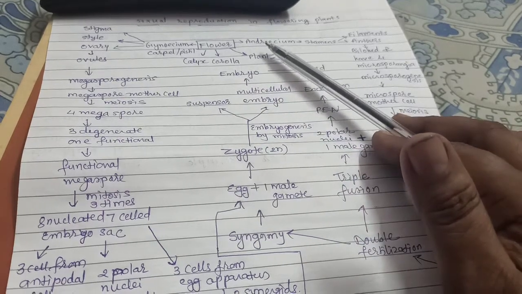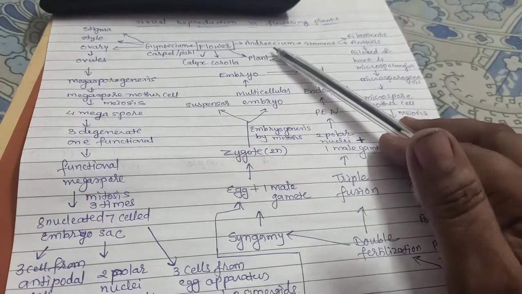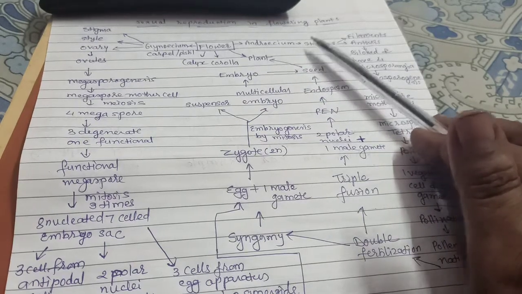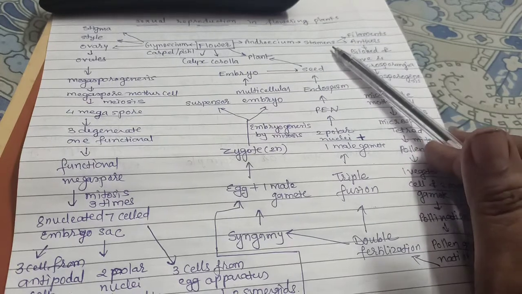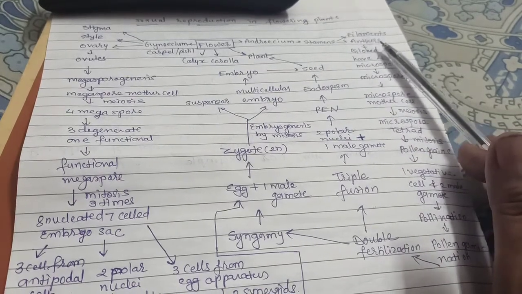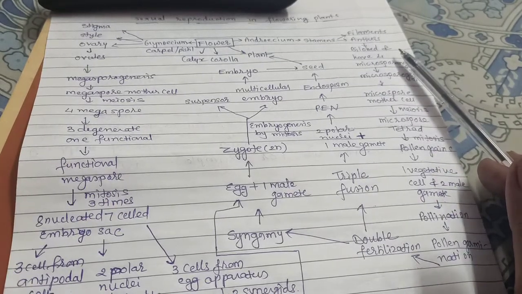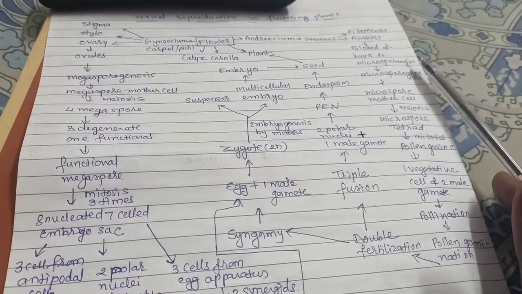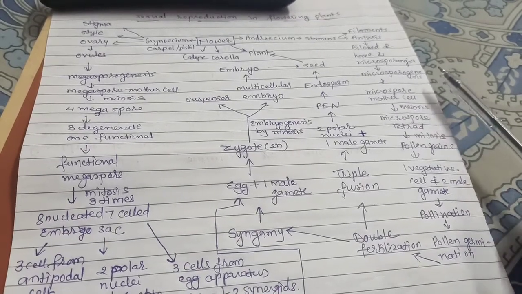Now the third member of the flower is the androecium. The androecium is the male reproductive part of the flower. The member of the androecium is the stamen. The stamen consists of filament and anthers. The anthers are bilobed in structure with 4 microsporangia. The microsporangia consist of microsporogenesis.